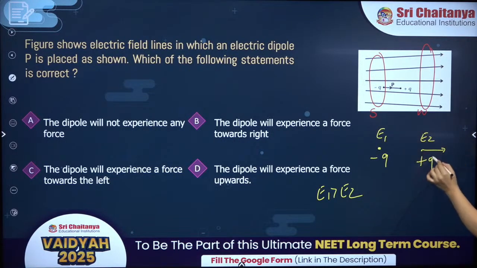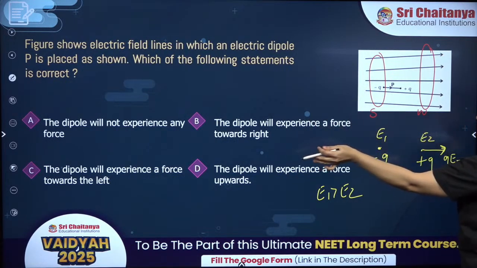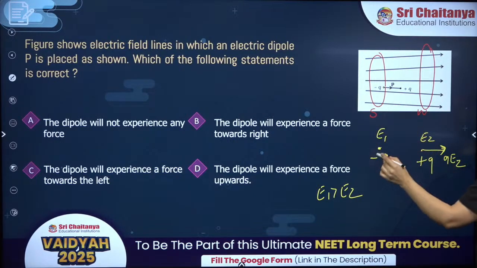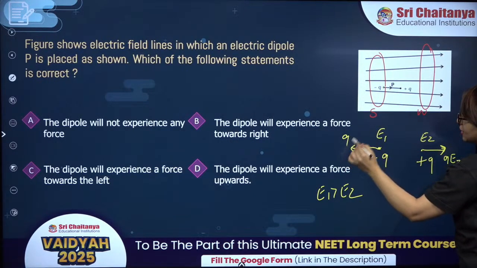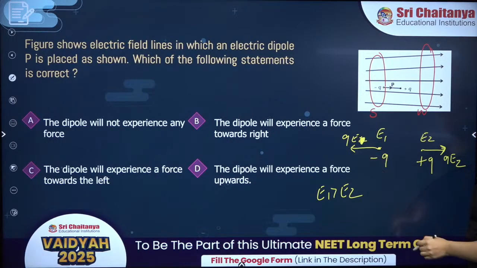So force on this plus Q will be in the direction of electric field, which is QE2. Force on this minus Q will be in the opposite direction of the electric field. So if electric field at minus Q location is towards right, force will be towards left like this, and it is QE1.